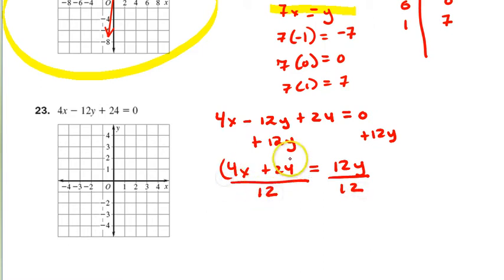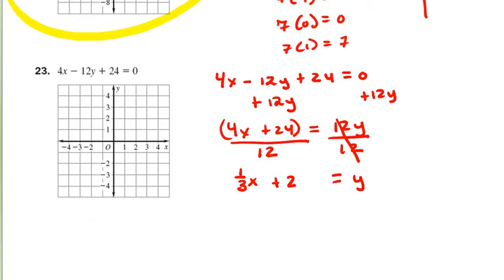Now the distributive principle applies here. Here it cancels out and I get y. 12 into 24 is 2. And then I have 4 over 12, or 1/3 x. Leave it in fraction form. Don't make it a repeating decimal.